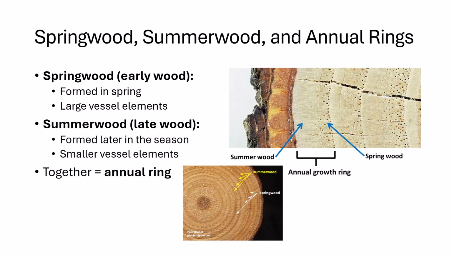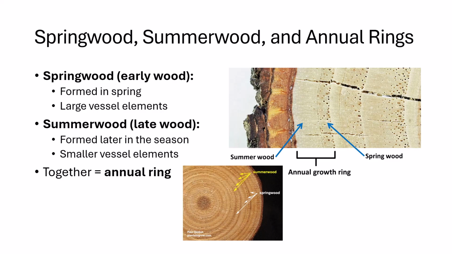When you're looking at the secondary xylem, you're not just seeing one uniform block of tissue, you're actually seeing layers that reflect how the tree grew over time. During the spring, when conditions are usually favorable and growth is rapid, the vascular cambium produces what we call springwood, also known as early wood. Springwood is characterized by larger vessel elements and thinner cell walls. These wide vessels are great for moving large amounts of water quickly, which makes sense because the tree is producing new leaves and growing rapidly at this time of year.